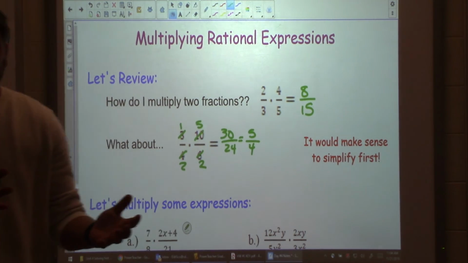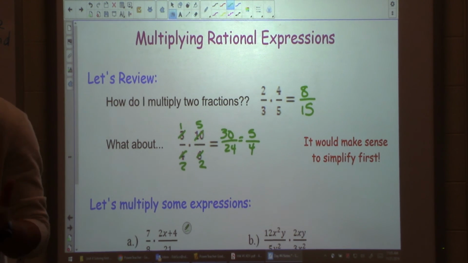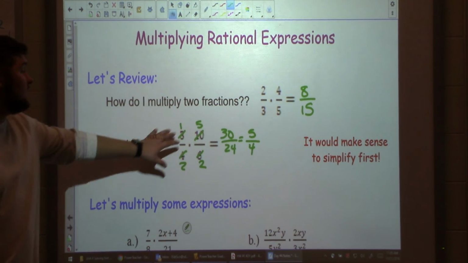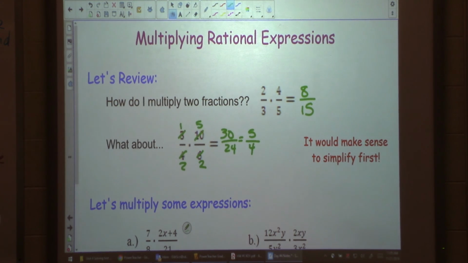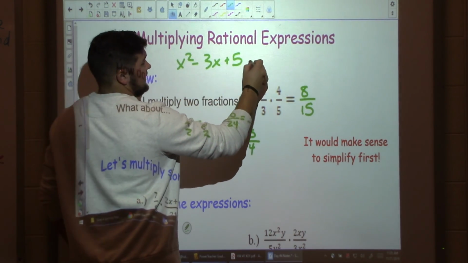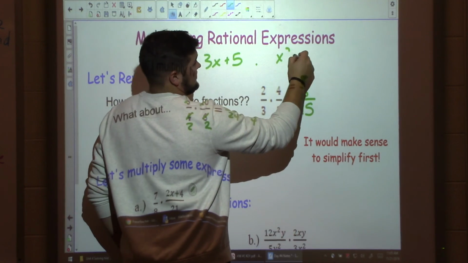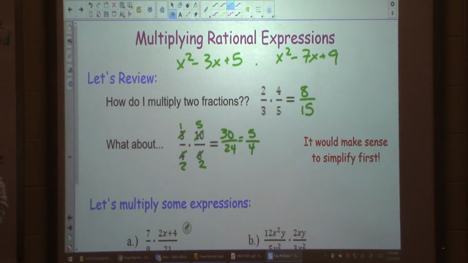Really cool, right? And you guys can do it without simplifying first because they're numbers. When we start dealing with rational expressions, we will always simplify first, because it's going to make it way easier. Right? How many of you want to do x squared minus 3x plus 5 times x squared minus 7x plus 9? No. Probably none of you, right? So if we simplify it first, it's going to be way easier to do the multiplication.